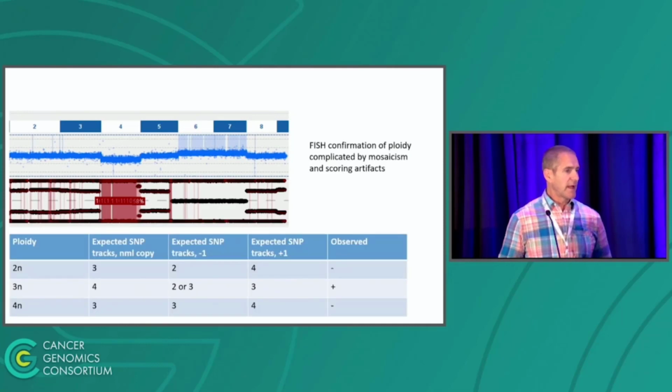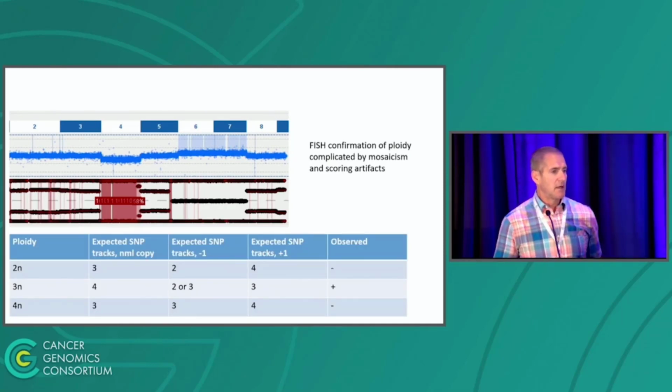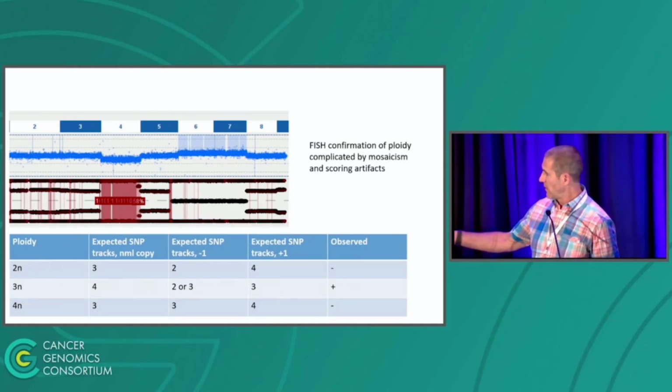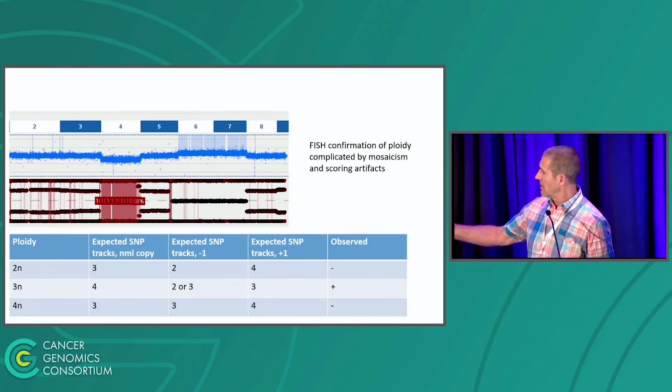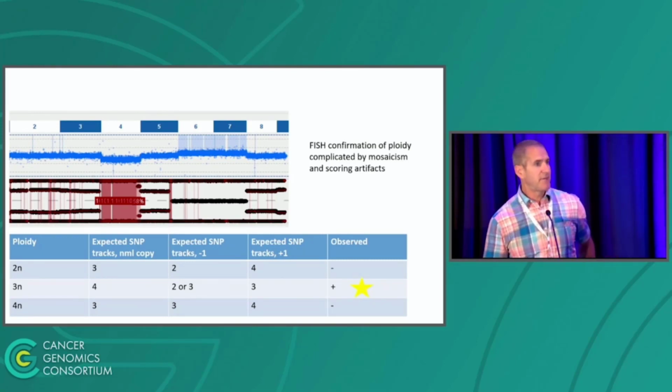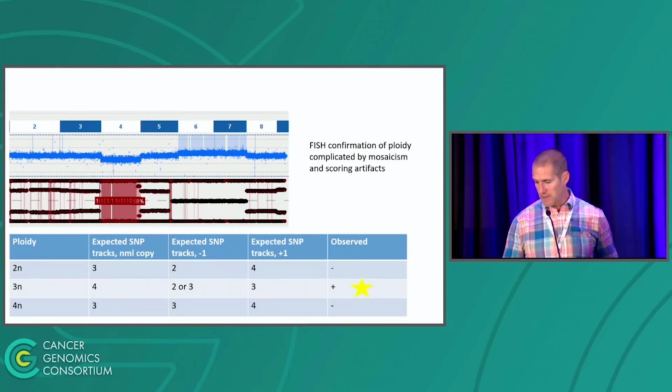And so if we're looking at, again, just a section of this neuroblastoma, and we have our expectations down here in terms of what we expect for our allele tracks based on the ploidy of 2N, 3N, or 4N. If we look at, so here's our normal copy number, this is one loss and this is one gain here, the only one that matches that is 3N. So we can tell just by looking at the SNPs, without being confounded by FISH on the FFPE, that this is a 3N tumor, which has a better prognosis than the 2N or the 4N.